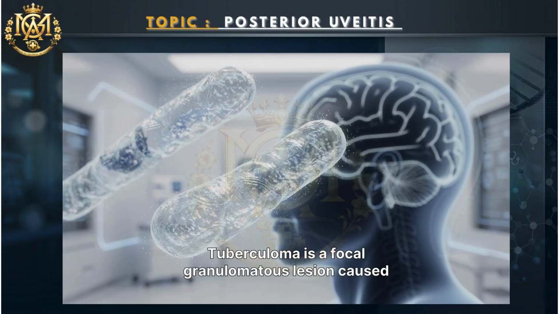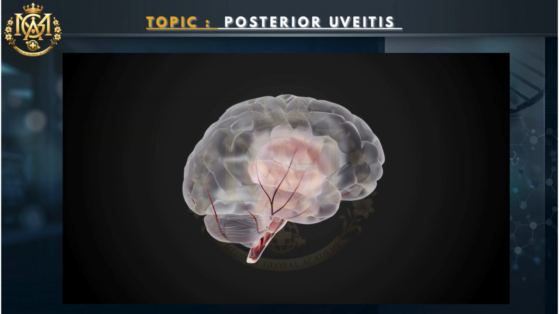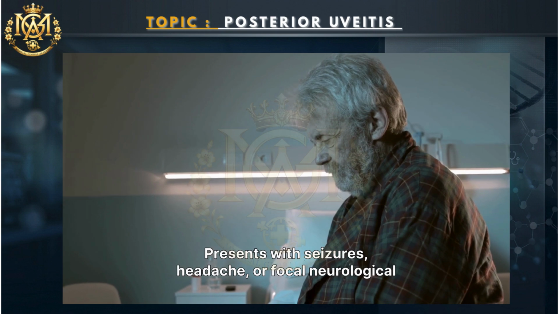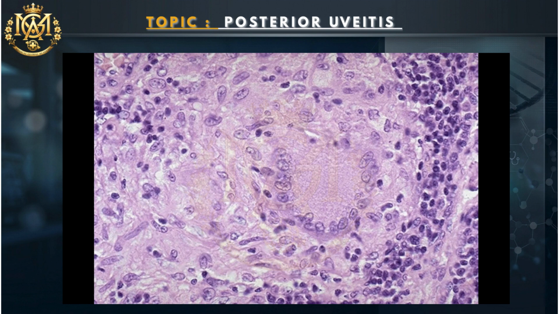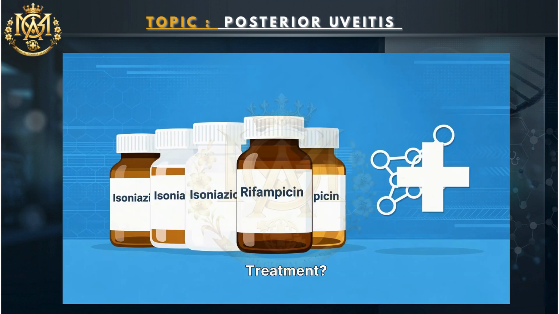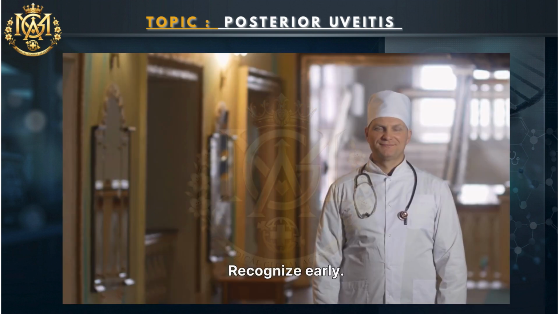Tuberculoma is a focal granulomatous lesion caused by Mycobacterium tuberculosis. Commonly seen in the brain, especially in endemic regions. Presents with seizures, headache, or focal neurological deficits. MRI shows ring-enhancing lesions, often confused with tumors or abscess. Histology reveals caseating granulomas, key to diagnosis. Treatment: standard anti-tubercular therapy with steroids if needed. Recognize early, treat effectively. Think tuberculoma.